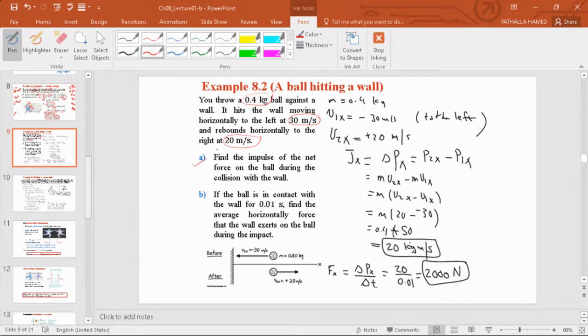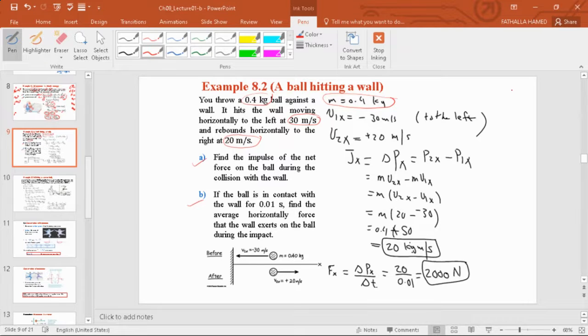And they ask you here, find the impulse of the net force on the ball during the collision with the wall. And then if the ball is in contact with the wall for 0.01 second, find the average force that the wall exerts on the ball during the impact. Now, the mass of the ball is 0.4 kilograms.